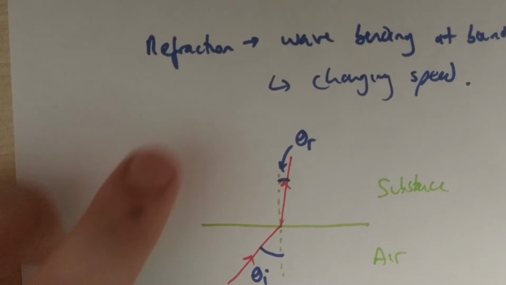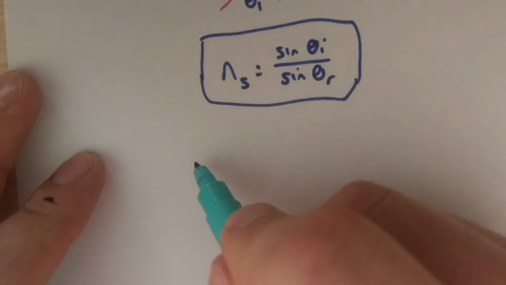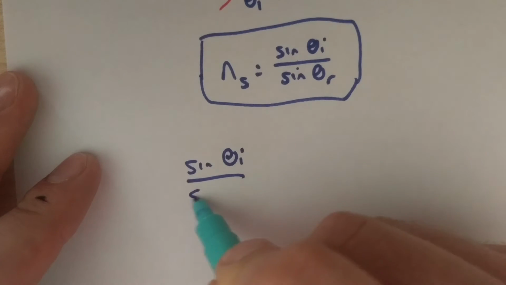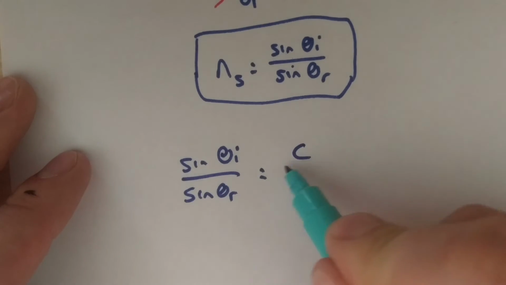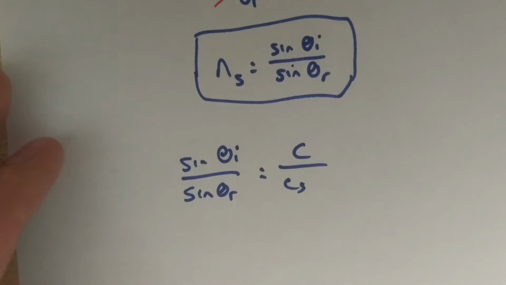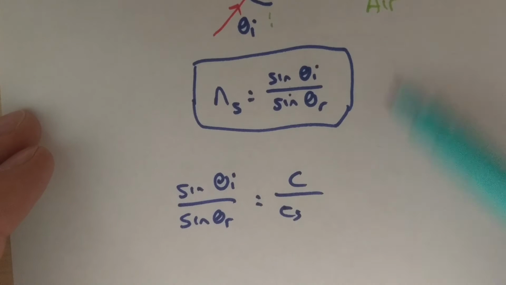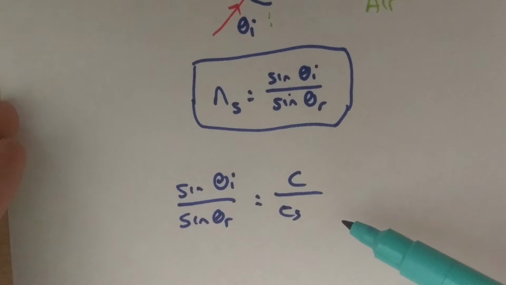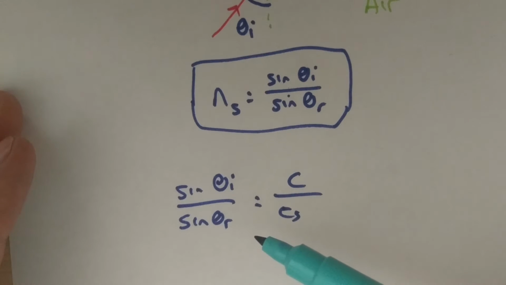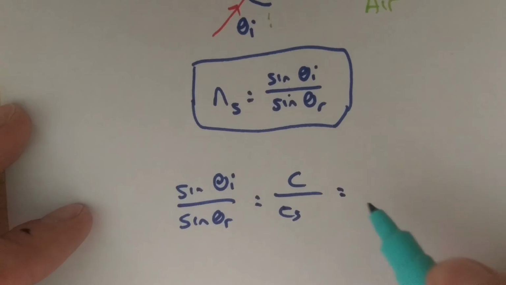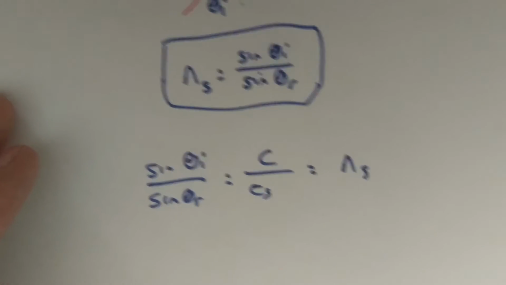We said refraction takes place because we have changing speeds. What we also find is that the ratio of these angles is also the ratio of the speed of light in those materials. So at this point we're looking at air, so the speed of light over the speed of light in the substance is equal to sine of the angle of incidence over sine of the angle of refraction. As we said, that equals the refractive index of our substance.